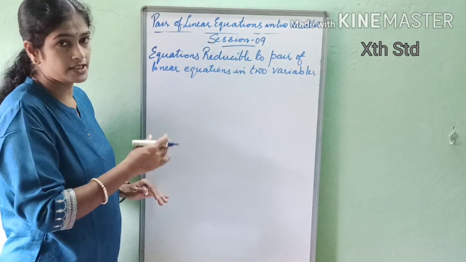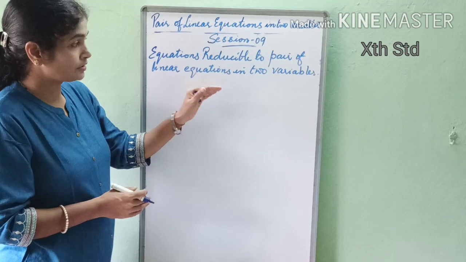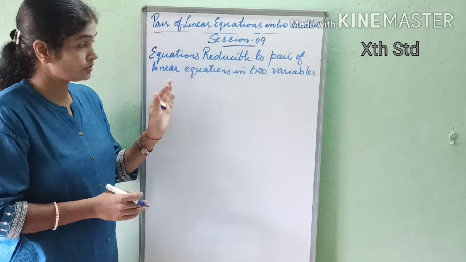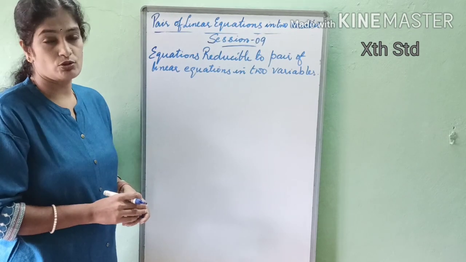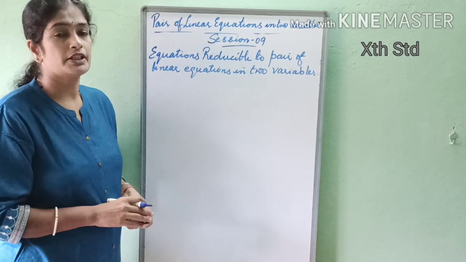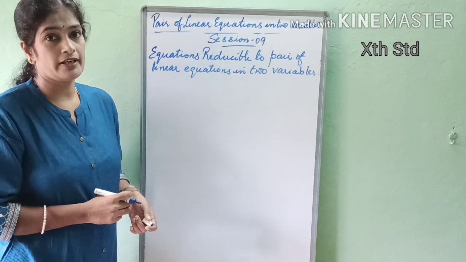So by certain appropriate substitutions, we will make them look like the standard form of linear equations in two variables, and then try to solve them by any of the algebraic methods which we have learned.